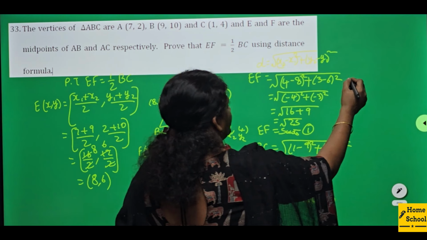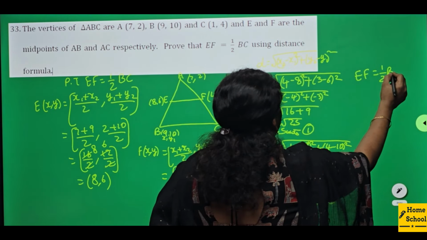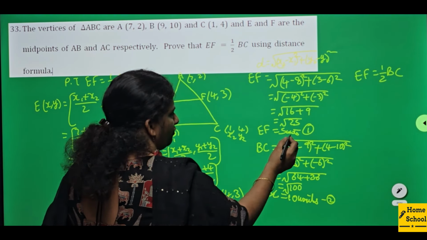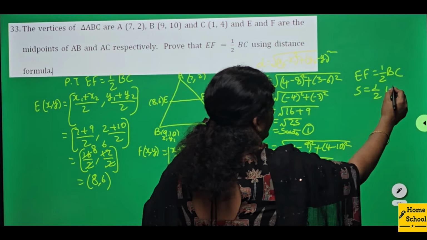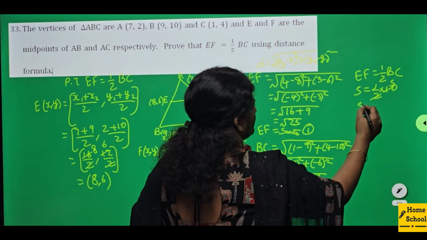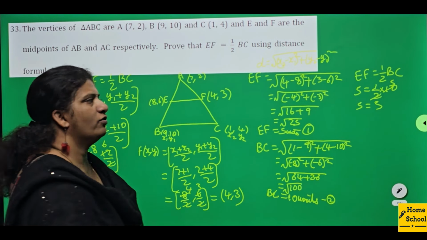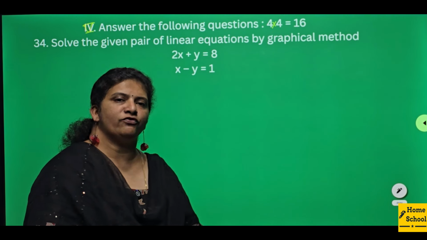Now let us check this one. EF is equal to half of BC or not. We got the EF value from equation 1, it is 5, and the BC value is 10. 2 5s are 10. So 5 is equal to 5. Therefore both are equal, hence it is proved. With this we complete the 4 mark questions.